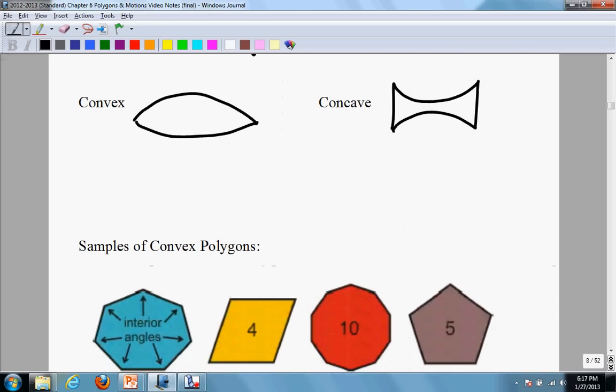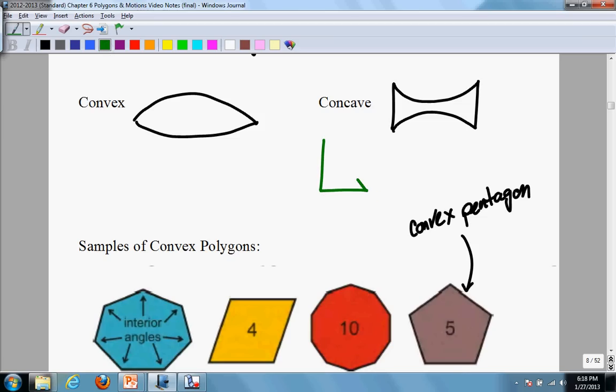So below we have a sample of convex polygons. All the sides bulge outward. There are no pushed-in sides. For example, this would be a convex pentagon, whereas a concave pentagon would look something like this.